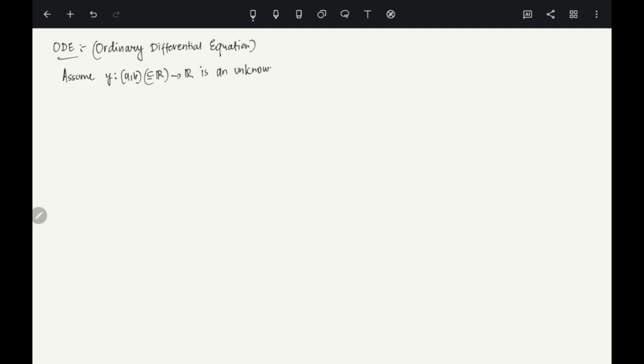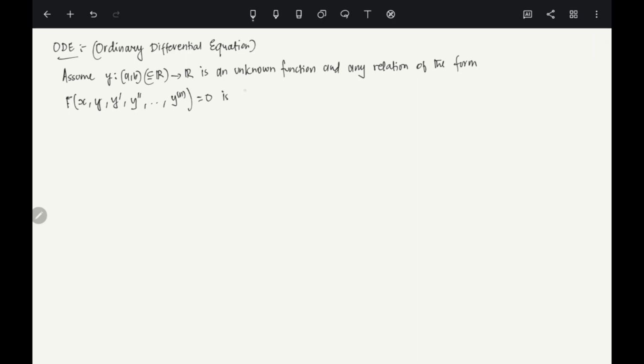Essentially we are going to build a new kind of function using this unknown function, and any relation of the form capital F of x, where x is from (a, b). It will also depend on y, the function, and on the derivative y prime, the second derivative, and it will go on, up to y, the nth derivative. This equals 0. So you have a relation which depends on x, y, y prime, y double prime, and y to the power n.